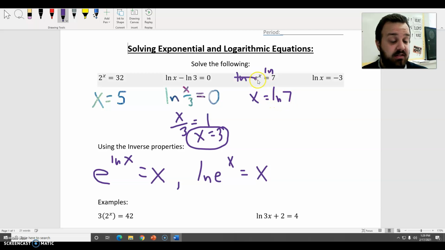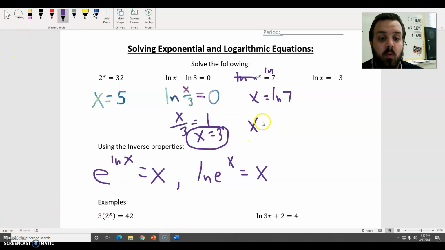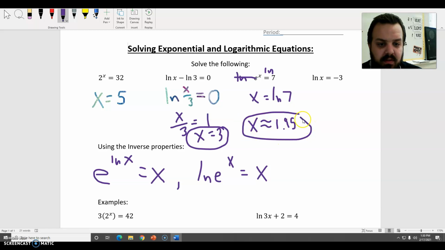So what is the answer to this problem? It's the natural log of 7. We could put the natural log of 7 in our calculator to get a decimal approximation. The natural log of 7 would be approximately 1.95. Again, I'm going to round to 2 decimal places for this, but about 1.95.